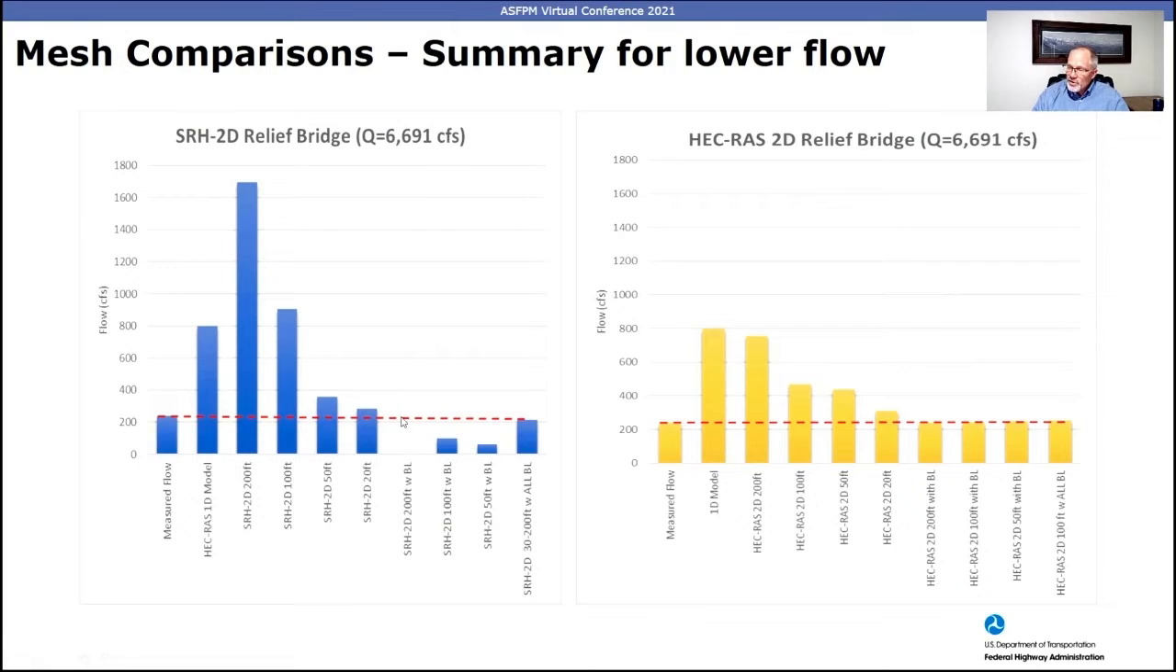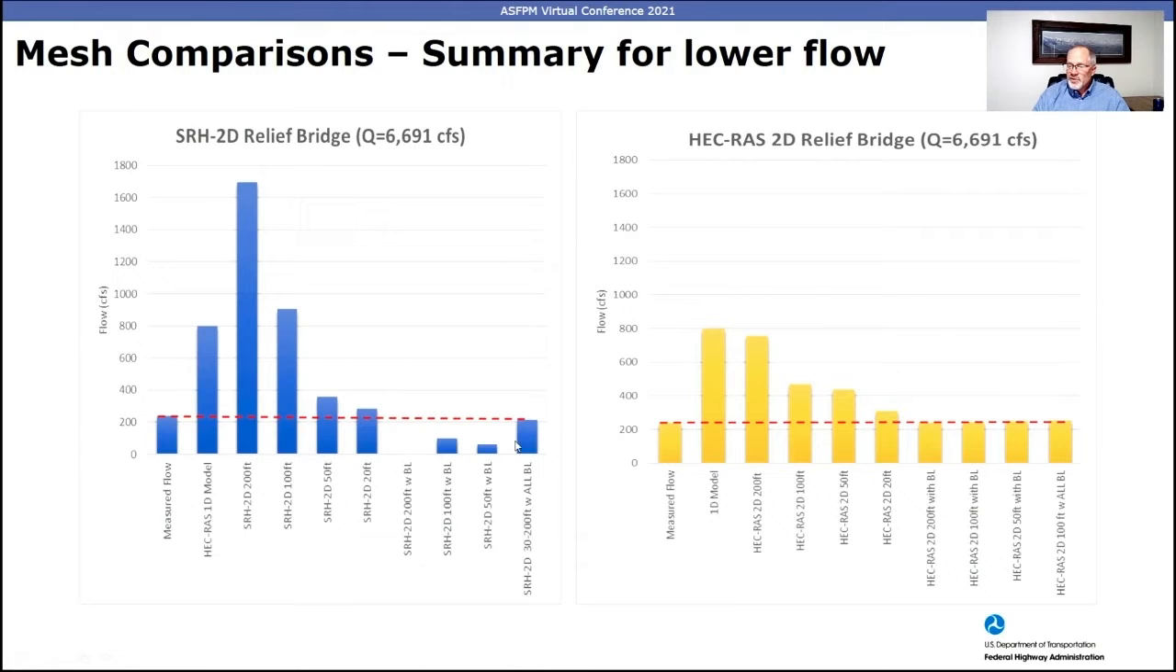Again, both were pretty good at 20, not right on the money, but pretty good. But then as soon as you add break lines, look at this, HEC-RAS just dials right in. Even with 200-foot elements, it does really well. For SRH2D, there is improvement, but even with a 200-foot element size with break lines, it didn't show any flow reaching that relief structure.